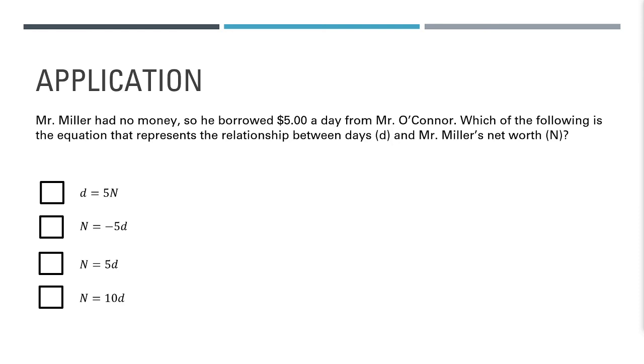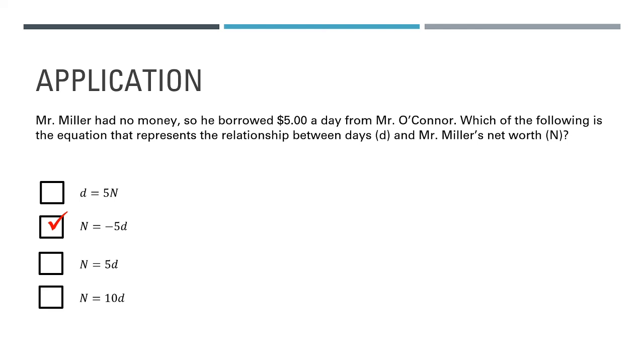Next question, Mr. Miller had no money, so he borrowed $5 a day from Mr. O'Connor. Which of the following is the equation that represents the relationship between days and Mr. Miller's net worth? The options are d equals 5n, n equals negative 5d, n equals 5d, n equals 10d. Pause the video and choose your answer.